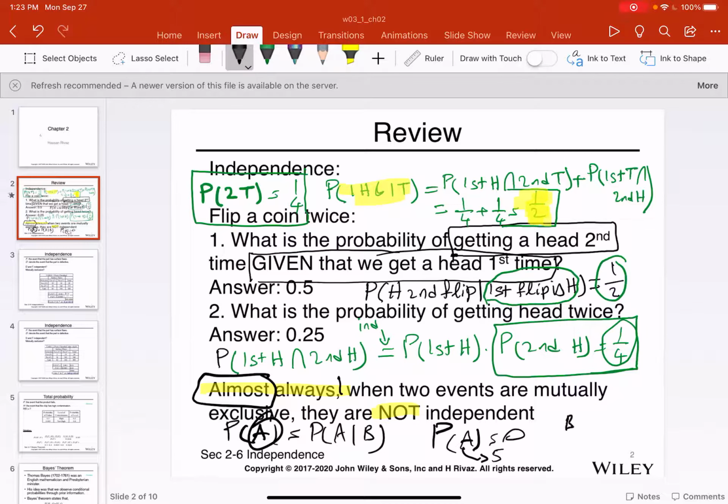And event B is, for example, a tail, getting a tail when I flip a coin. Now, A and B are mutually exclusive because A is an empty set. A is impossible to happen. And at the same time, they are independent, because if I tell you that I flipped a coin and I got a tail, the probability of getting number 5 is still 0, right?